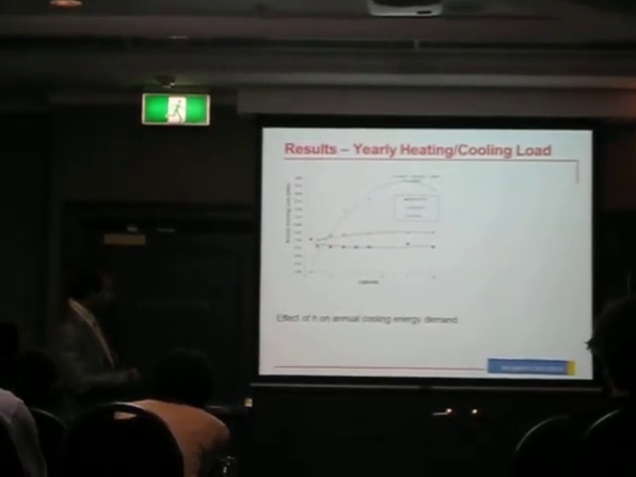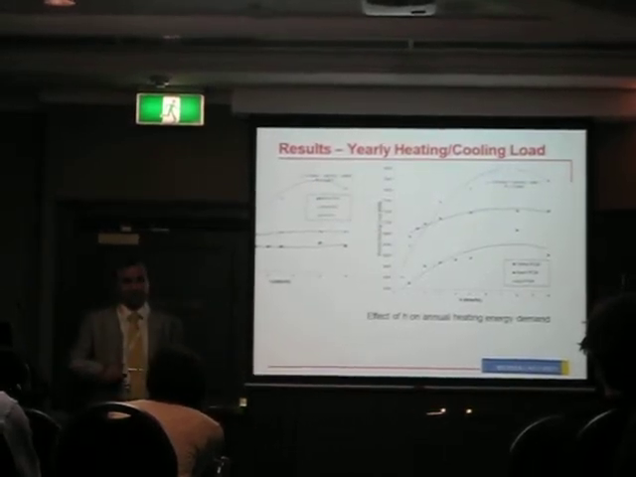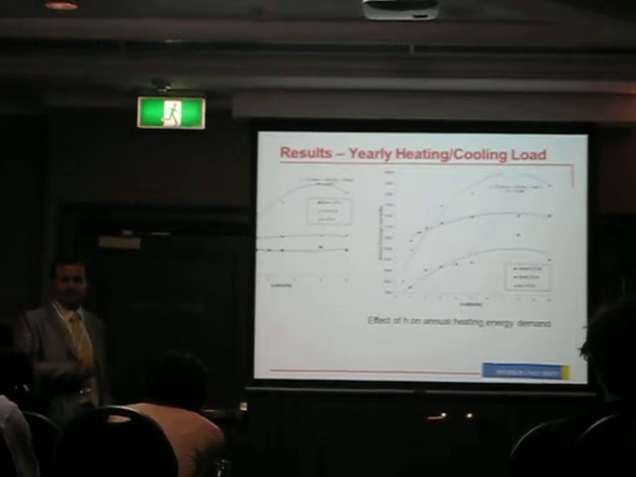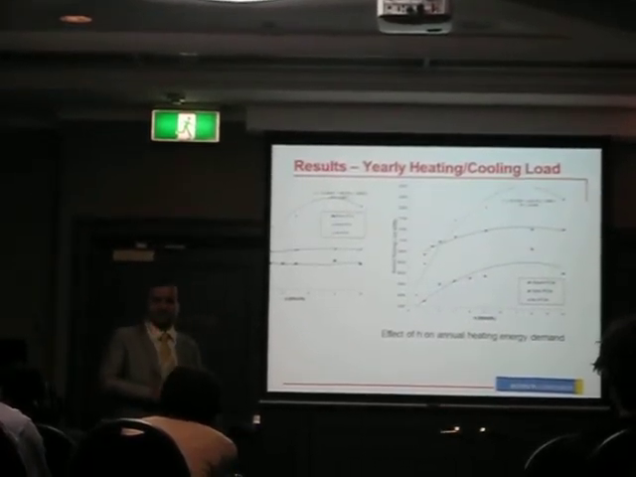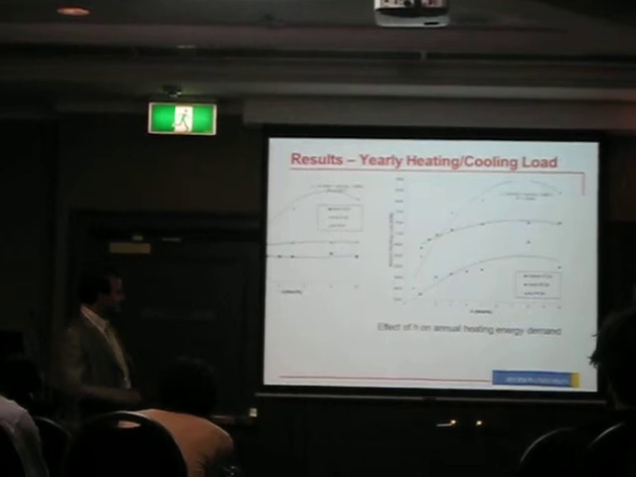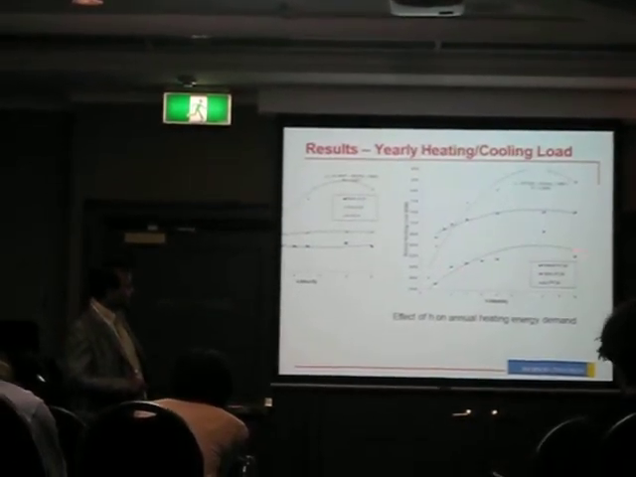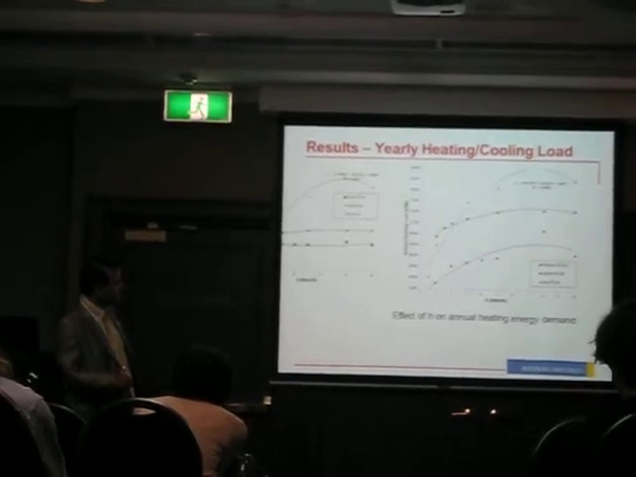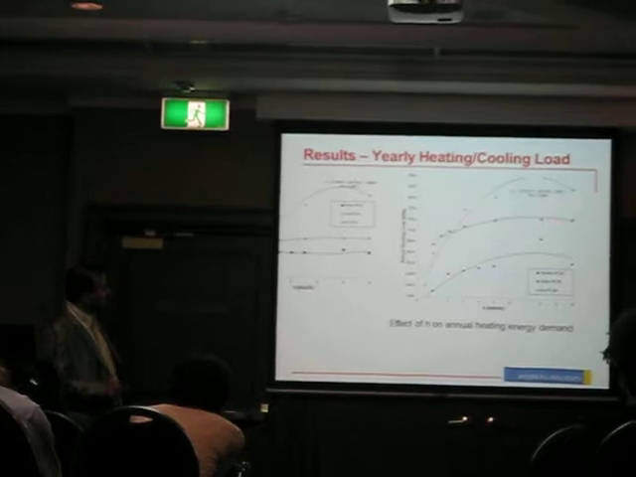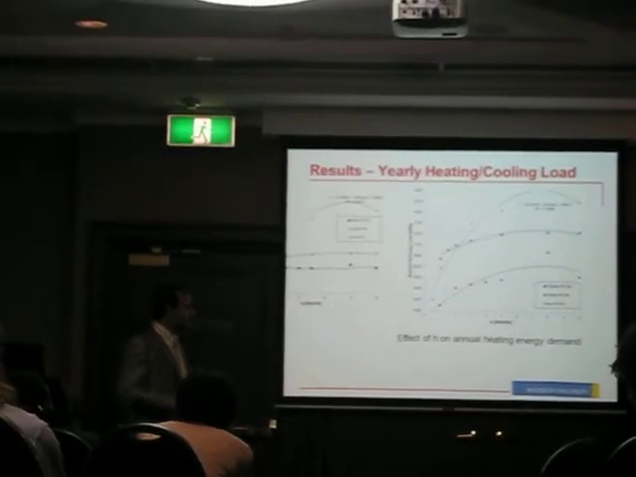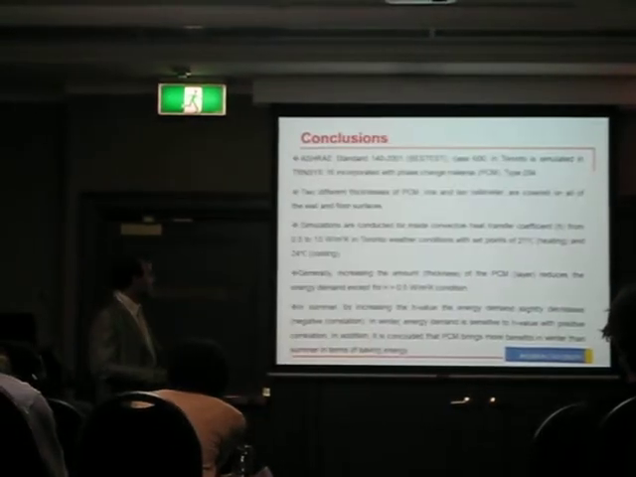So to check the heating, which is the dominant energy consumption, I guess in Toronto 60% of energy goes to heating. Again, with 10 millimeter PCM, a slightly positive correlation, and 1 millimeter, almost the same trend. So, the conclusion is there, I guess.